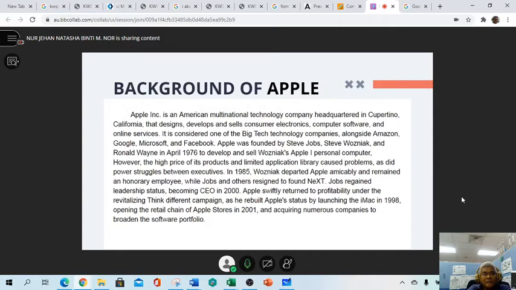Apple was founded by Steve Jobs, Steve Wozniak, and Ronald Wayne in April 1976 to develop and sell Apple personal computers. However, the high price of its products and limited application library were problems, as was a power struggle between its founders. Wayne left, while Jobs and others resigned to form NeXT. Jobs began his leadership status.